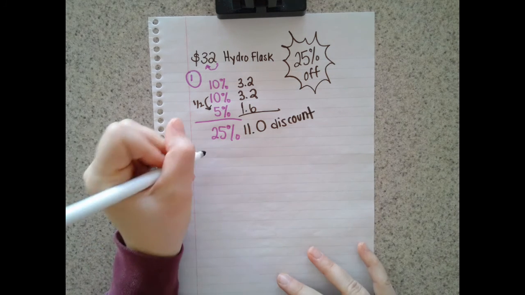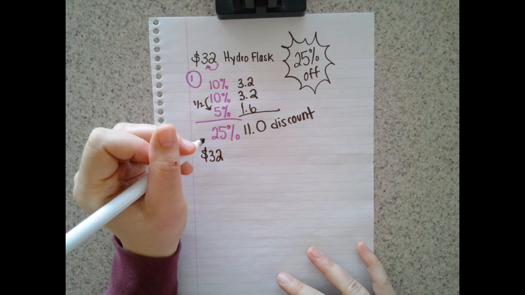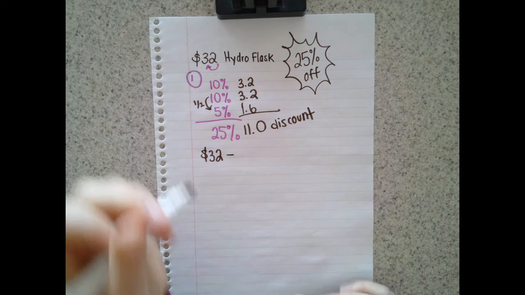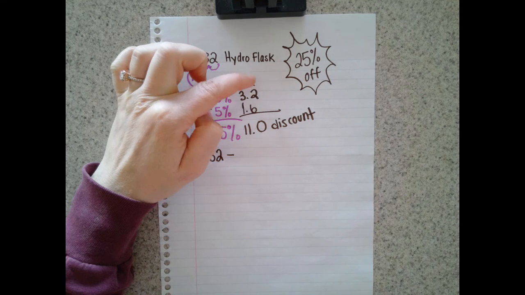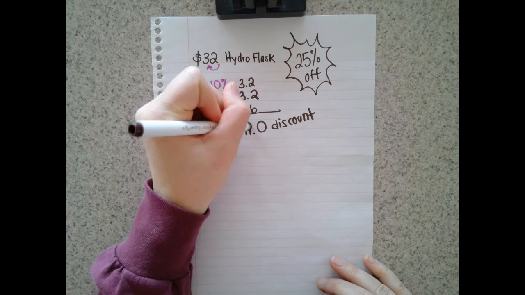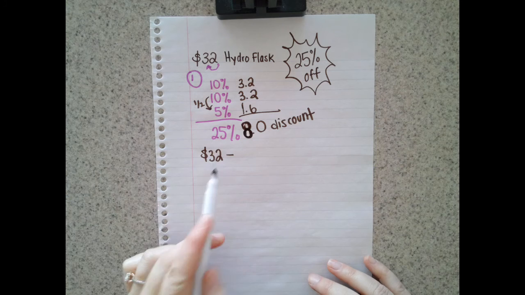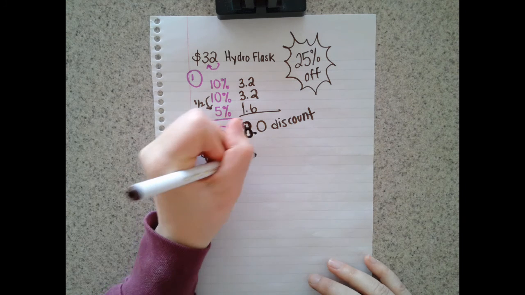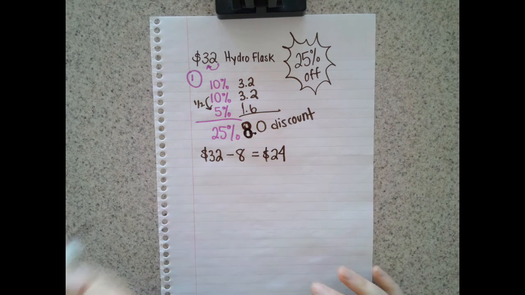So if the current price is $32 and I want to take off, wait, I did my math wrong here. 6 plus 2 plus 2 is 10. This would be $8. $8 discount. There we go. So the total price is $32. Subtracting the $8 discount, leaves you with $24 you're expected to pay.